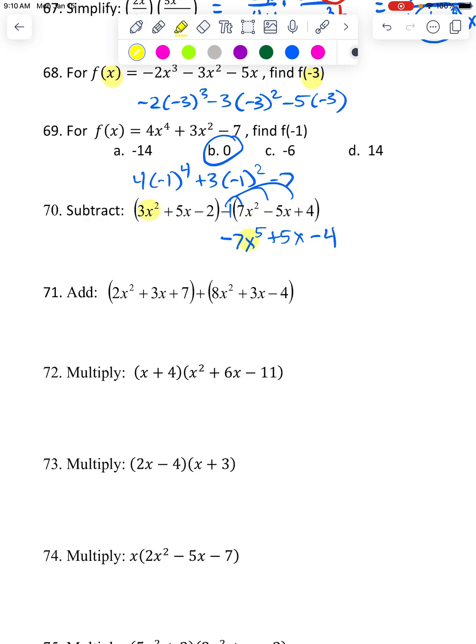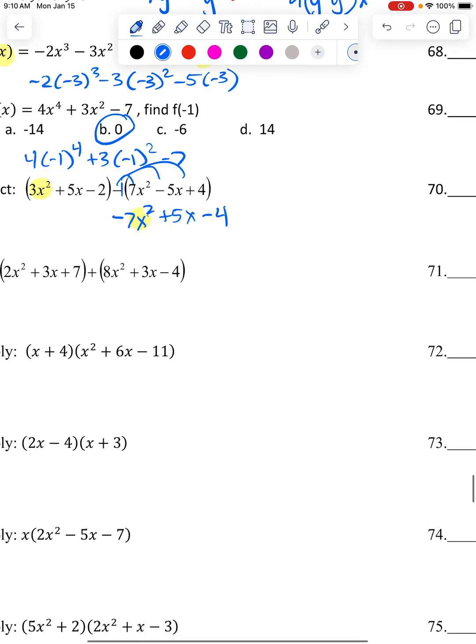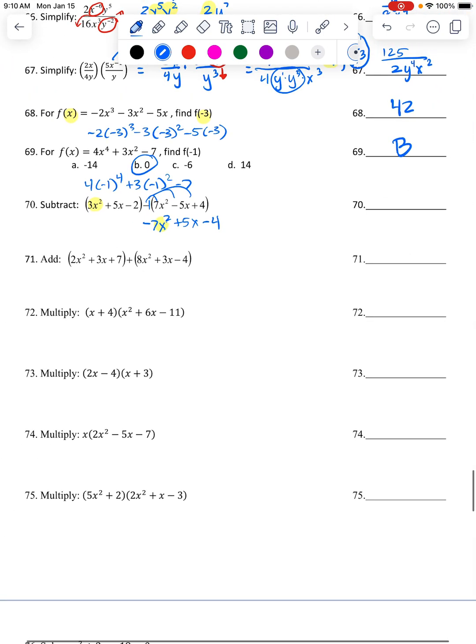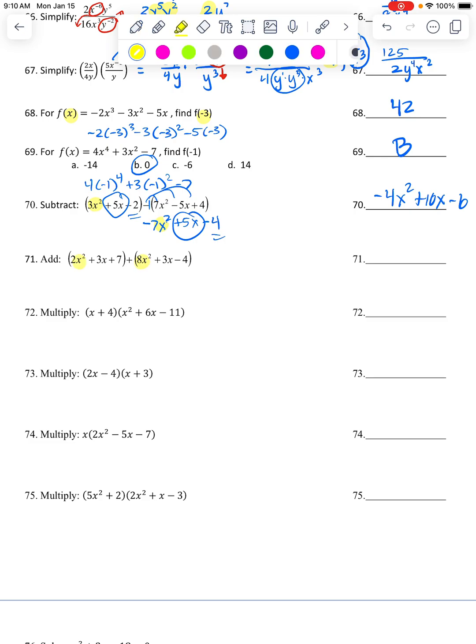So here I have a 3x squared. Oops, those are not alike. Actually, they are. Why did I write it next to fifth? I must have been looking at that 5. So I have a 3x squared and a minus 7x squared, which will go together to be a -4x squared. Here I have a 5x and another 5x, so they go together to be 10x, and then a -2 minus 4 more is -6.